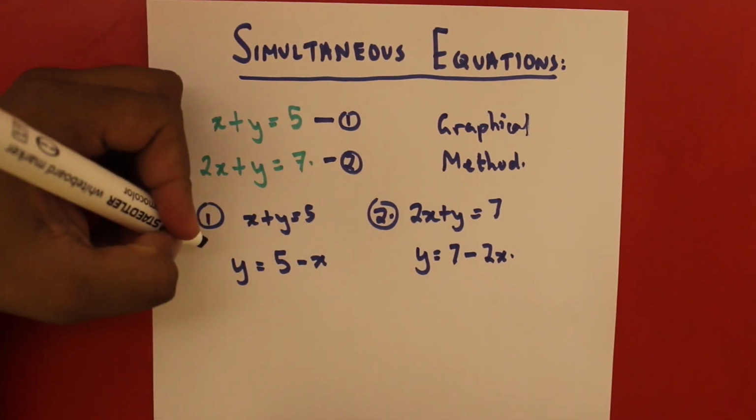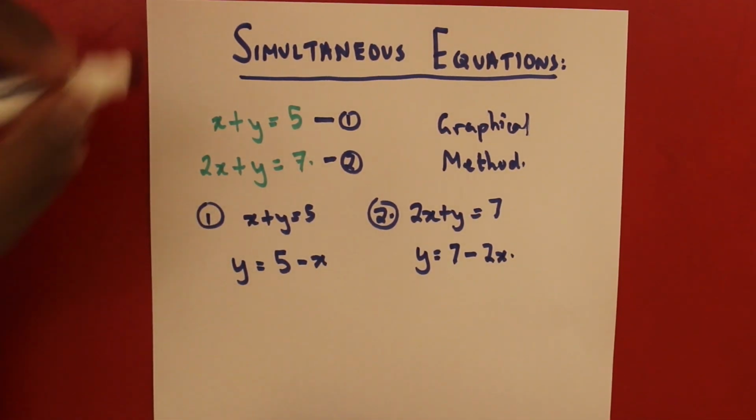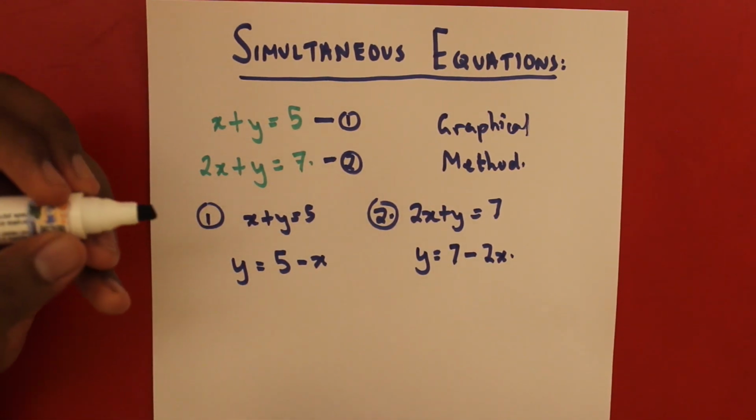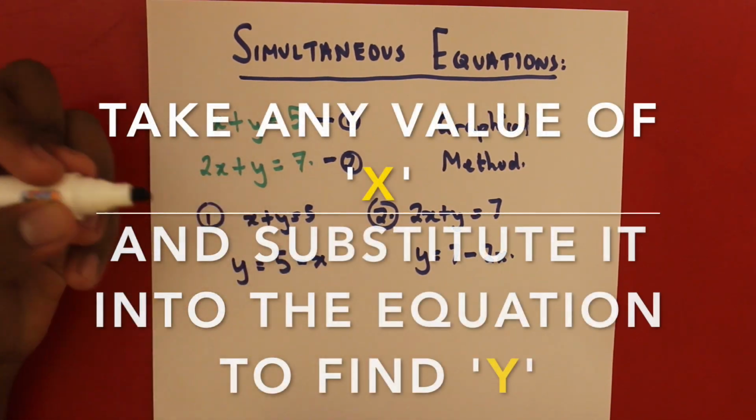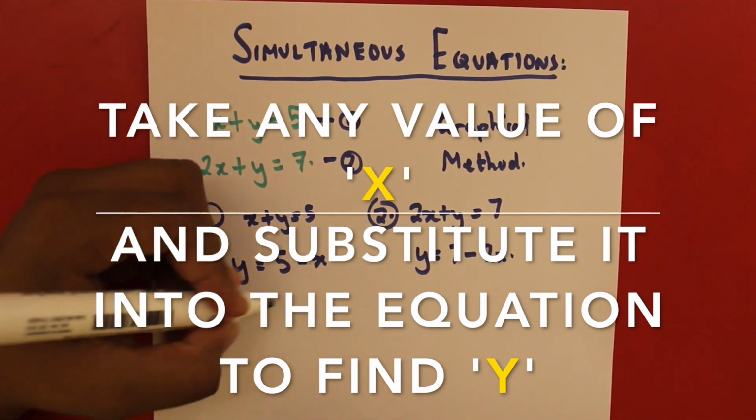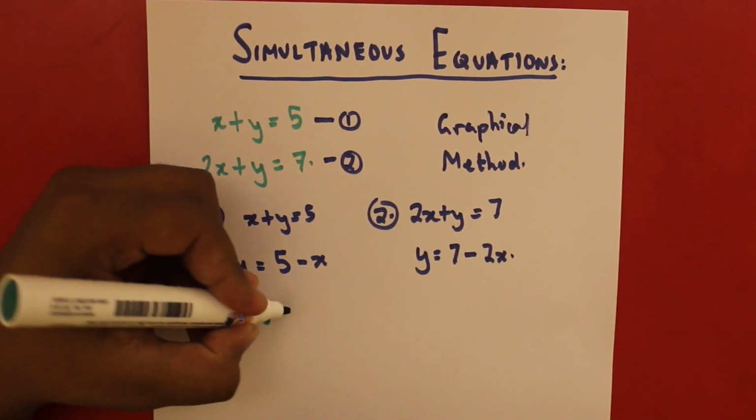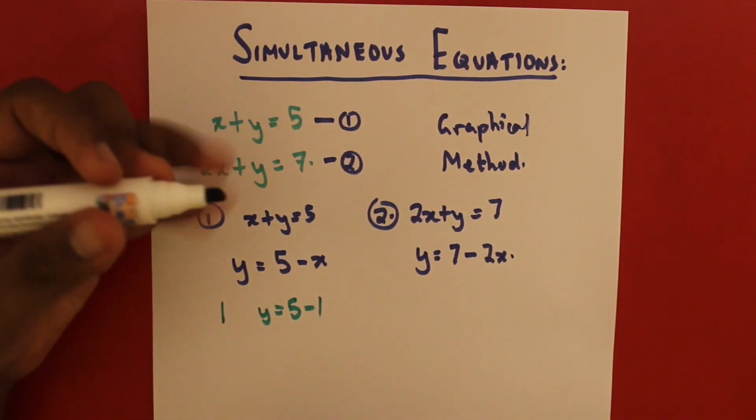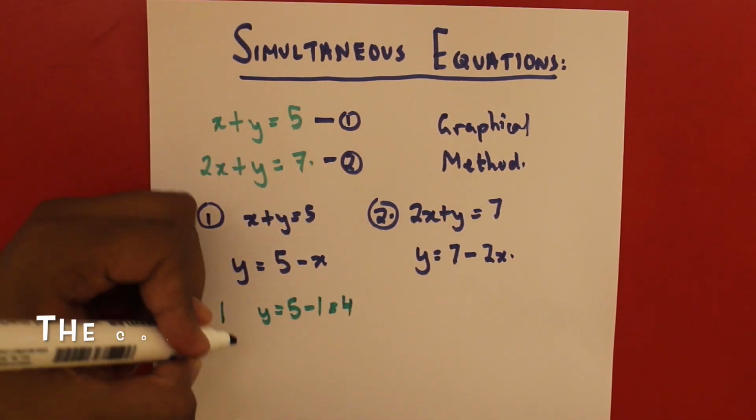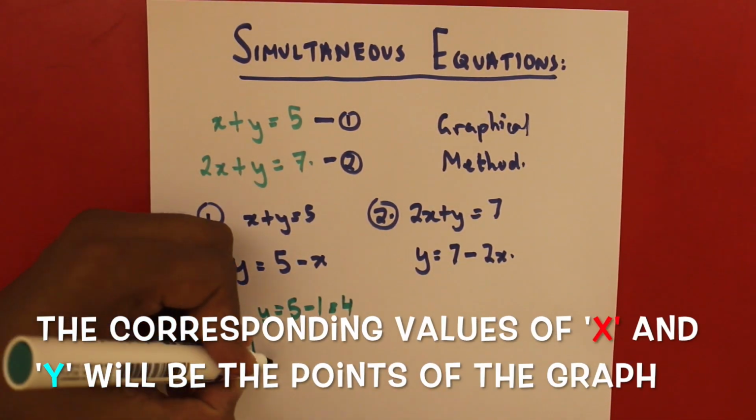So for the first part, for equation number 1, we start by taking points which we can use to plot on the graph. So let's assume that the value of x is 1. If x is 1, then y is going to be equal to 5 minus 1, so that is equal to 4. Therefore, one of the points will be (1, 4).